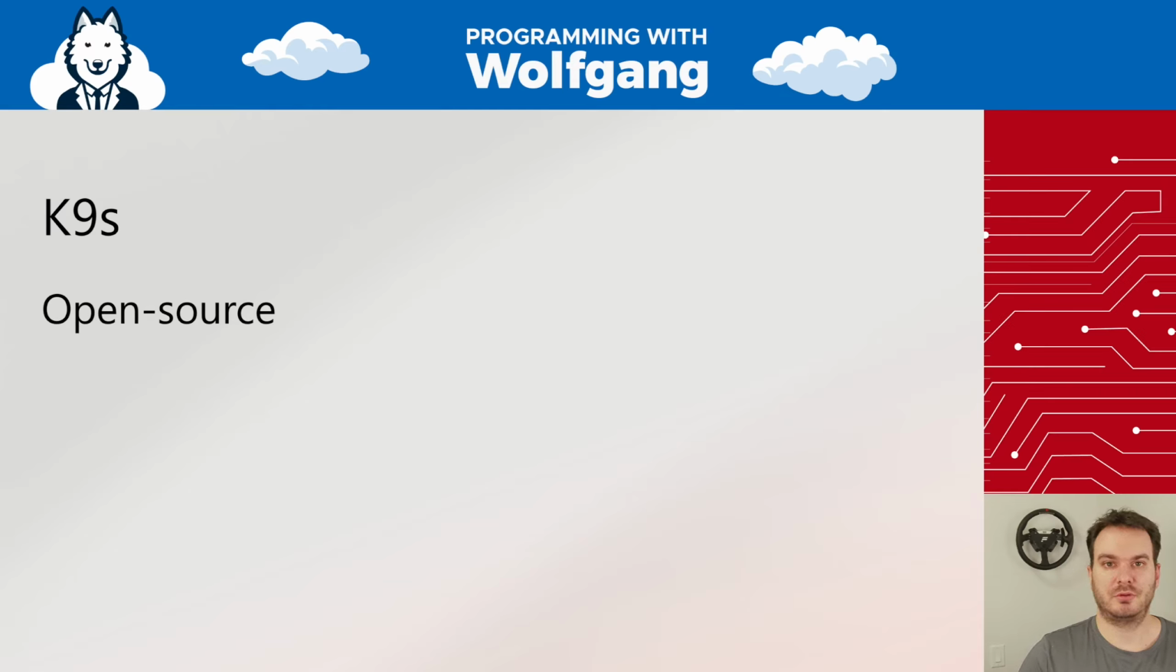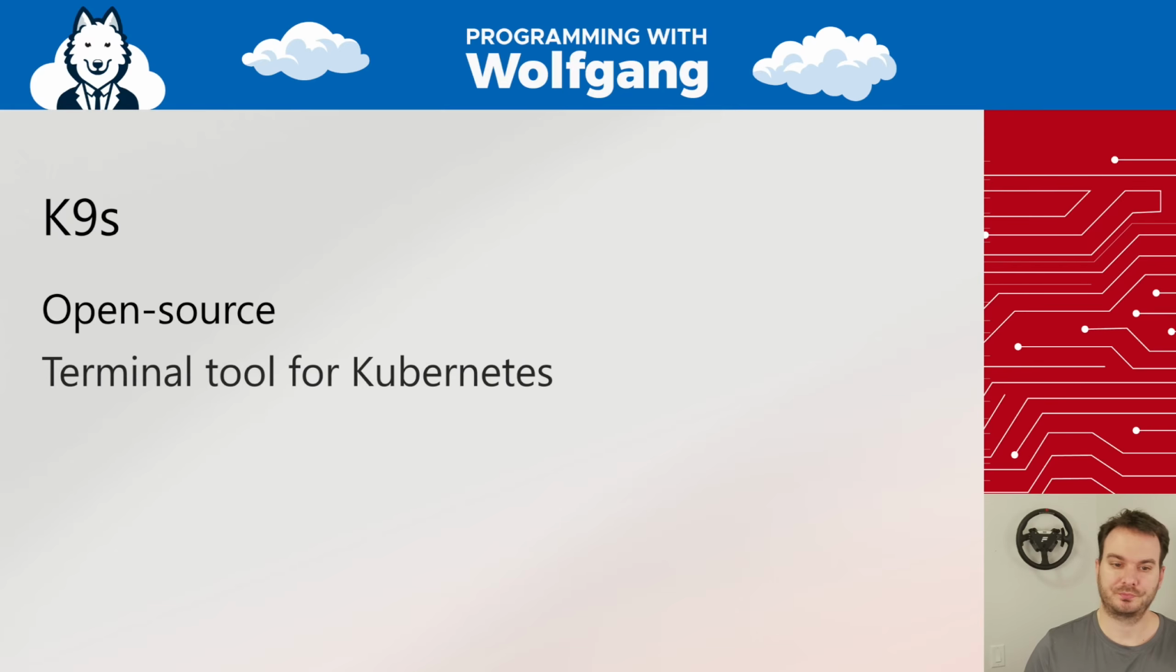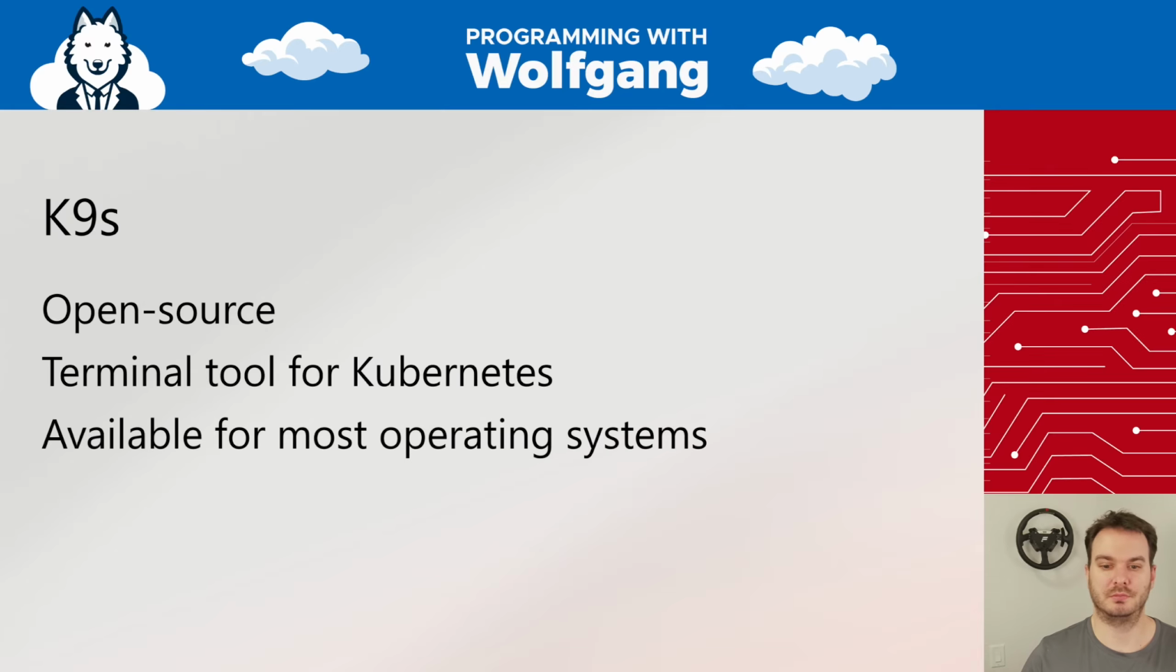Then lastly, I'm going to show you an open source tool. It's called k9s. It's a terminal tool for Kubernetes. This means we're going to install it, and then we can start it in the terminal and use just terminal commands and move around inside the terminal.